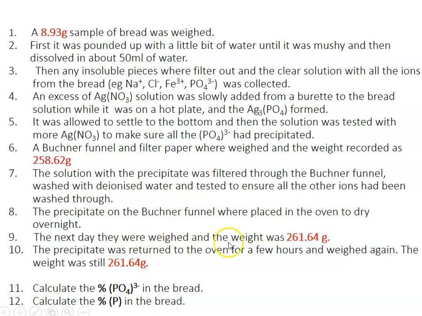And then the next day you're weighing it, and then you're going to repeat the weighing after drying again. And if the weights are exactly the same, they haven't changed, then you know that it was totally dry, and you've just confirmed that by repeating it. So you weigh it to constant mass, when the weight doesn't change. So once you've got your weight and you know it's not changing, it's totally dry, then you're calculating the percent phosphate in the bread and the percent phosphorus.